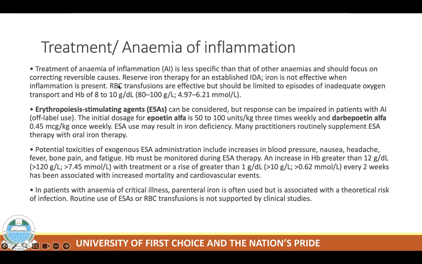So treatment of anemia of inflammation is less specific, don't use iron therapy. RBC transfusions are effective, but should be limited to episodes of inadequate oxygen transport. That means as you're transfusing patients with concentrated RBC or plasma, you also continue checking, you use the SpO2 meter to continue checking the concentration of oxygen in the patient's blood.